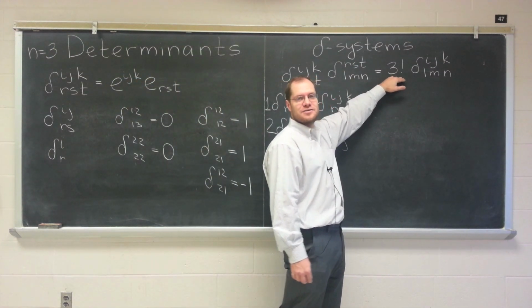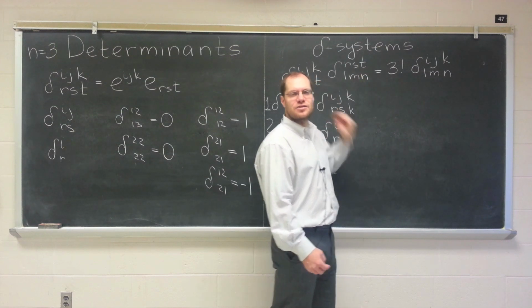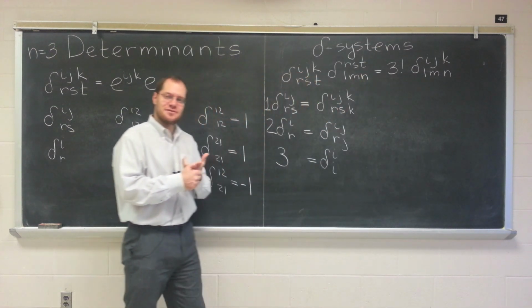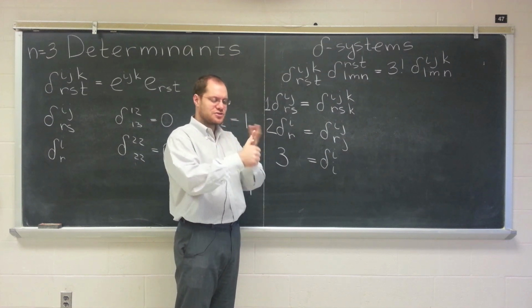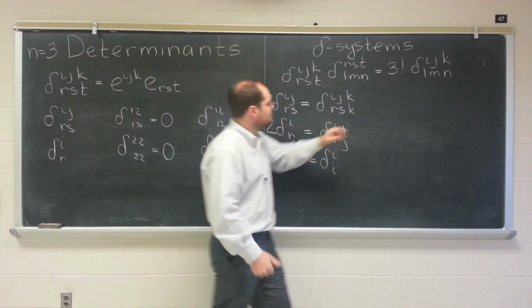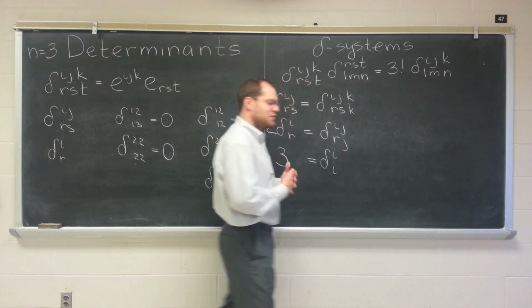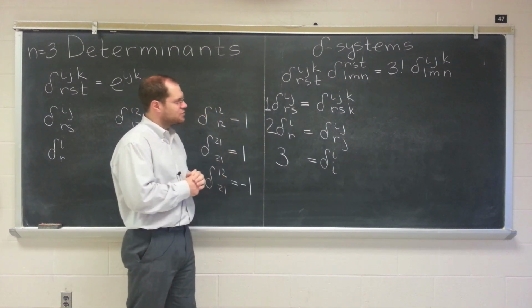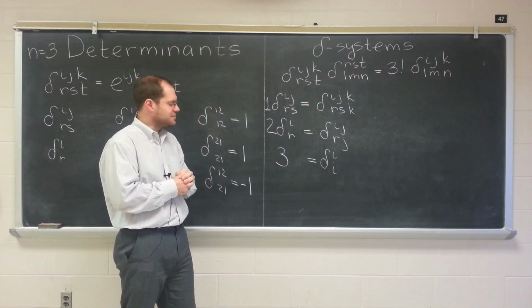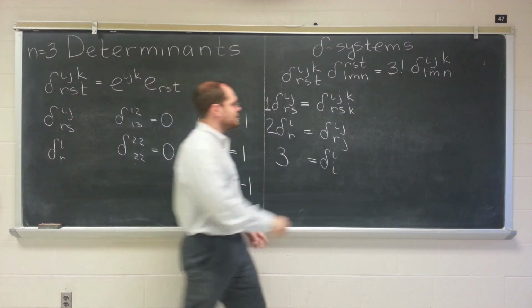You can see where 3 factorial comes from when you contract 3 times. You contract once, you get a factor of 1. You contract the second time, you get a factor of 2. You contract the third time, you get a factor of 3. That's 3 factorial. If you kept going, you would end up with n factorial. So that's how these formulas generalize to 3 dimensions. Okay, so that's number 1.